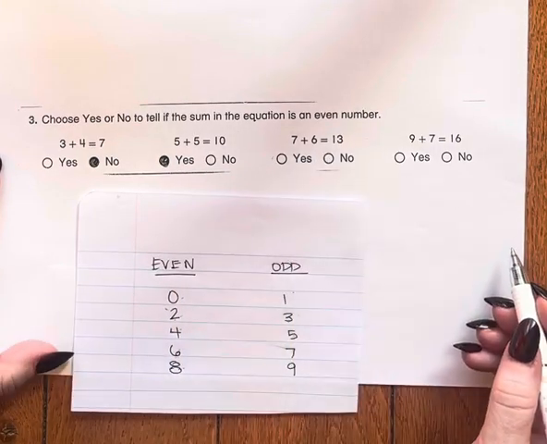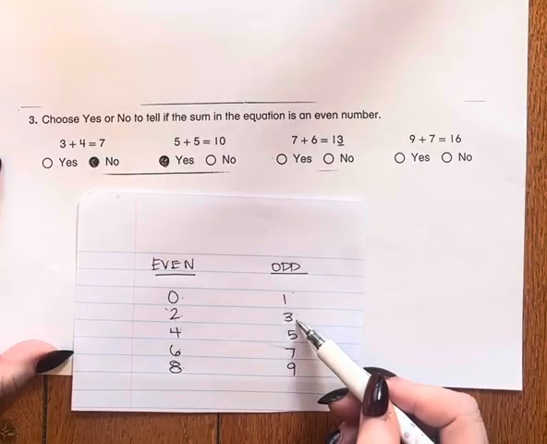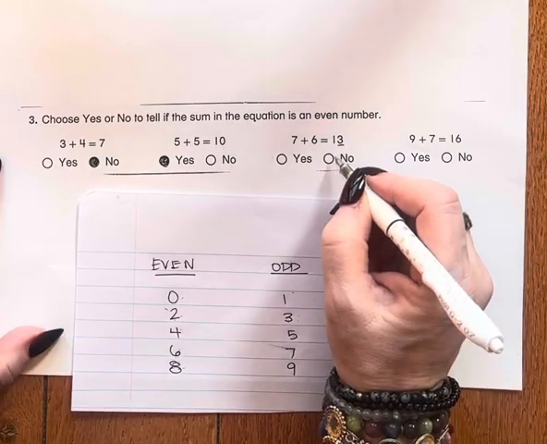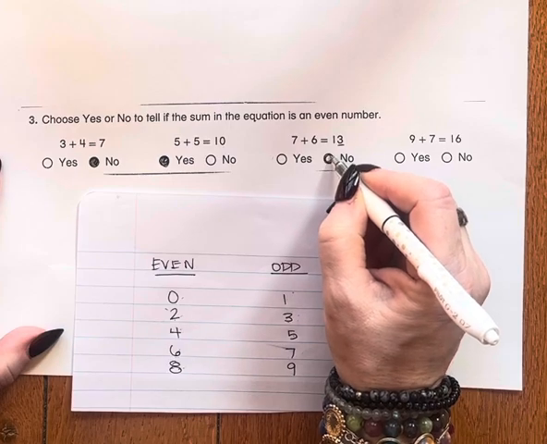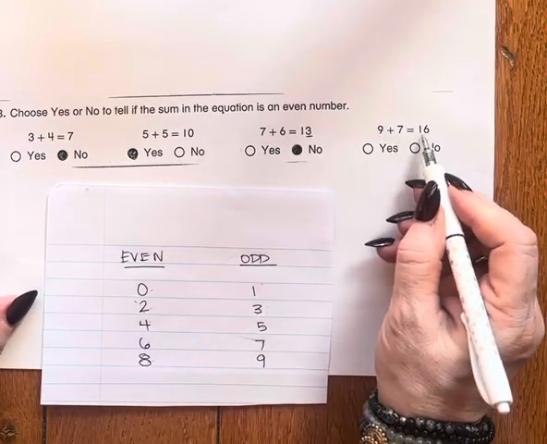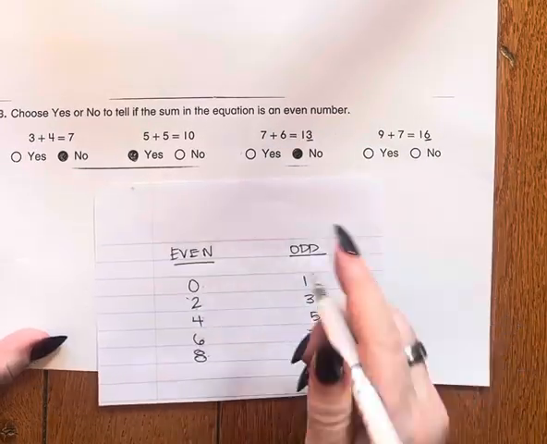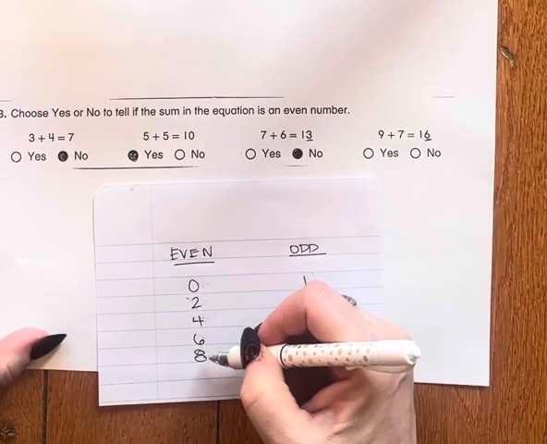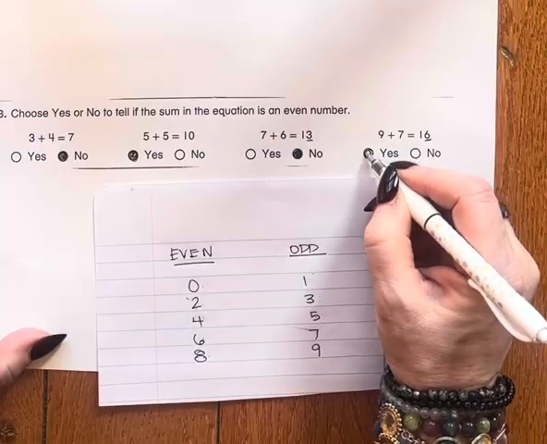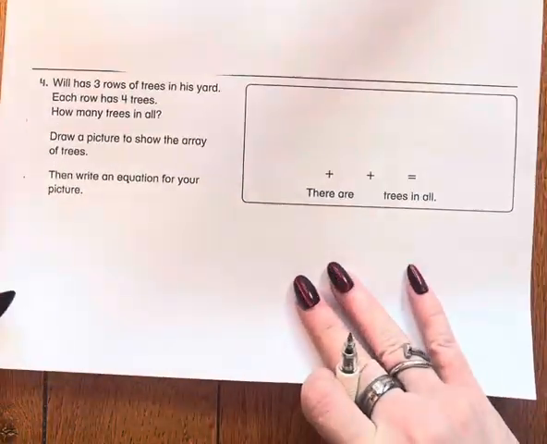7 plus 6 is 13. 13 ends in a 3, and 3 is an odd number, so 13 is no. And then our last one, 9 plus 7 is 16. 16 ends in 6, so 0, 2, 4, 6, 8. Yes, 16 is an even number. All right, let's get to number 4.